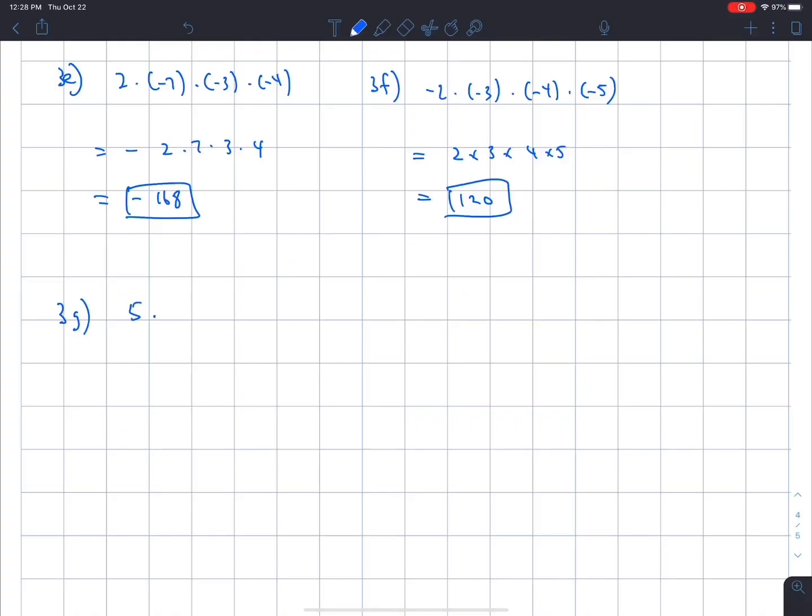3g, 5 times negative 5 times 6 times negative 6. We have 2 negatives, so our answer will be positive. We have 5 times 5 times 6 times 6, and we should get 900. 5 times 5 is 25. 25 times 6 is 150, and then 150 times 6 is 900.